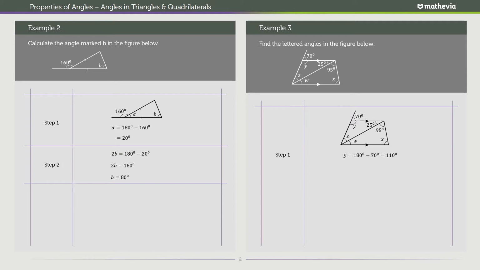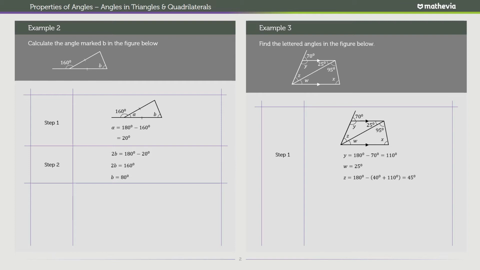Now we're going to start with y. If you look at y and 70 degrees, you'd find that they are adjacent angles on a straight line, and for that reason y will equal 180 minus 70, which will give us 110. Then we do w. Now look at w, you'd find that w and 25 degrees are alternate angles. Look, the shape forms a Z shape, so w and 25 are alternate angles. For that reason, w equals 25 degrees.